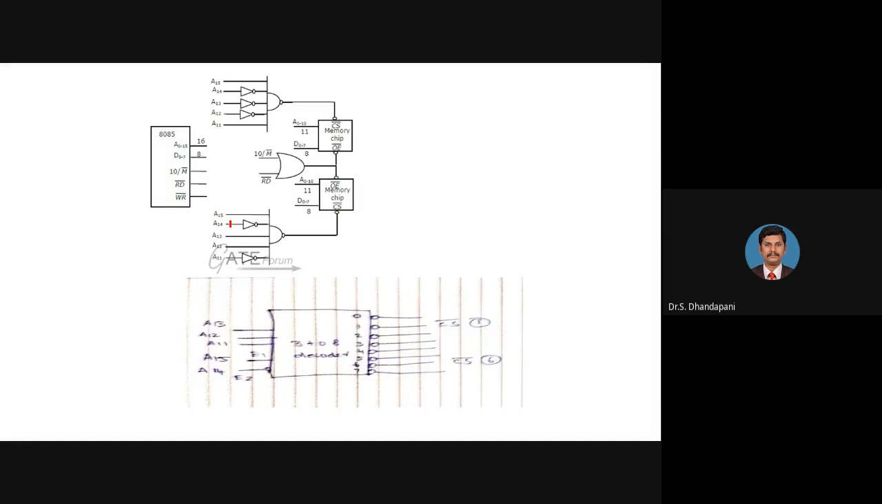Another answer for the next NAND gate: 1, 0, 1, 1, 0. So this 1, 0 is already connected here, E1, E2. 1, 1, 0 is connected here. For the 3 to 8 decoder, if the input is 1, 1, 0, output line 6 is selected. So we have to connect line 6 in this place.